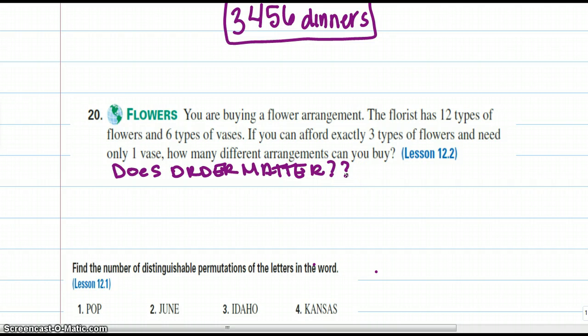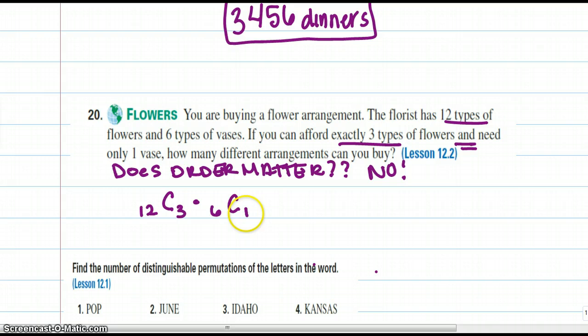Well, does it matter in which order you buy your flowers or your vase? Does the question tell you that the order specifically matters? No. We just want to know the different combinations of types of flowers and vase that we can buy. So since we answered no to this question, we should use a combination. Well, I want exactly 3 types of flowers, and the florist has 12. So 12 choose 3. And means to multiply. We only need 1 vase. Well, there are 6 vases, and I only want 1.